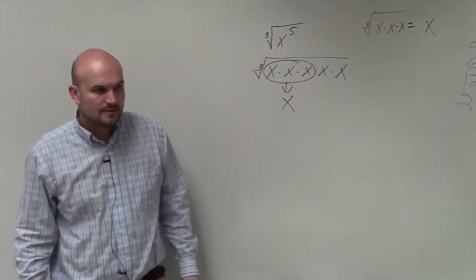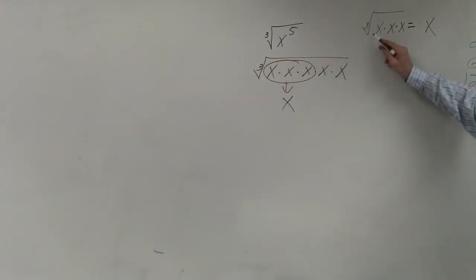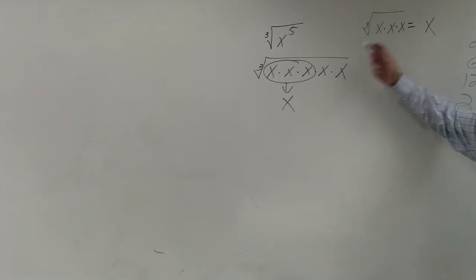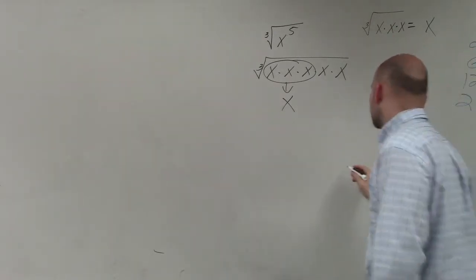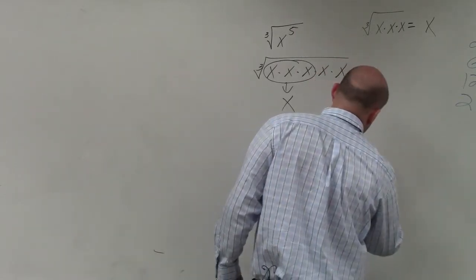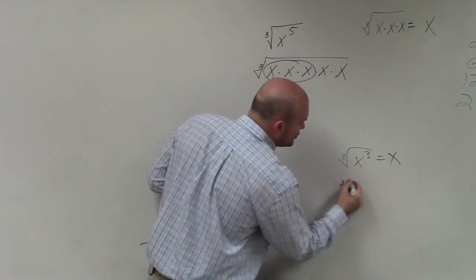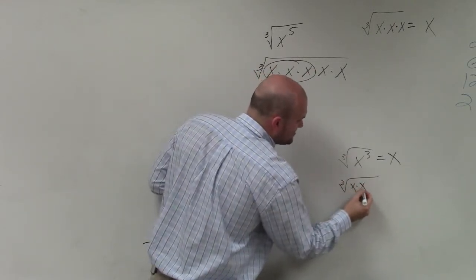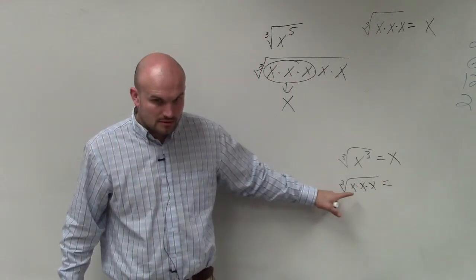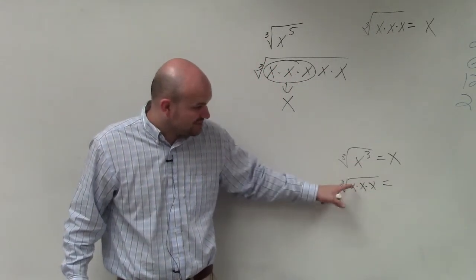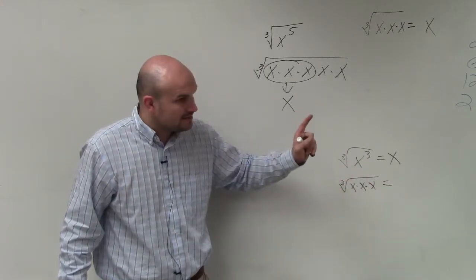Why? What does cube root say? The cube root says what number or term multiplied by itself 3 times. So here, this is what I started off our first notes with. The cube root of x cubed is equal to x. Why? Because what does x cubed represent? x times x times x. Do you guys agree with me that x cubed is the same thing as x times x times x? Yeah. I'm not done yet.